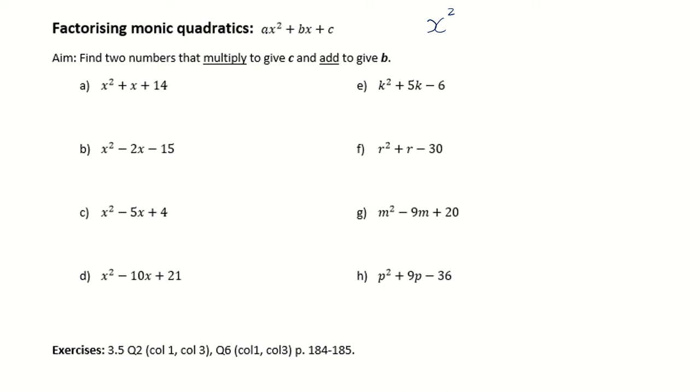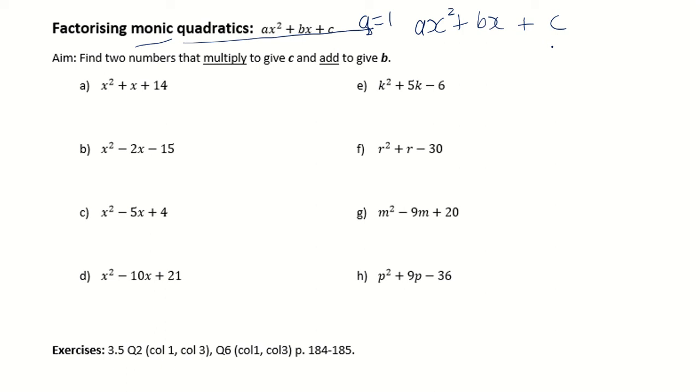Now something is a monic quadratic when the a value, the number out the front of the x squared, is equal to 1. So that means that it's monic. Okay, so monic means a equals 1. Now b can be any number and c can be any number.